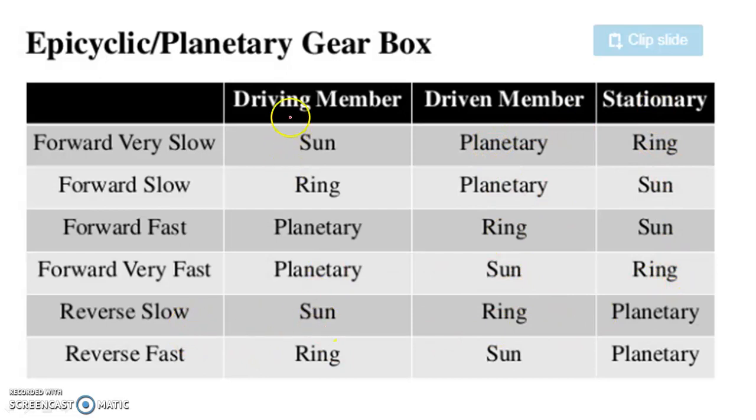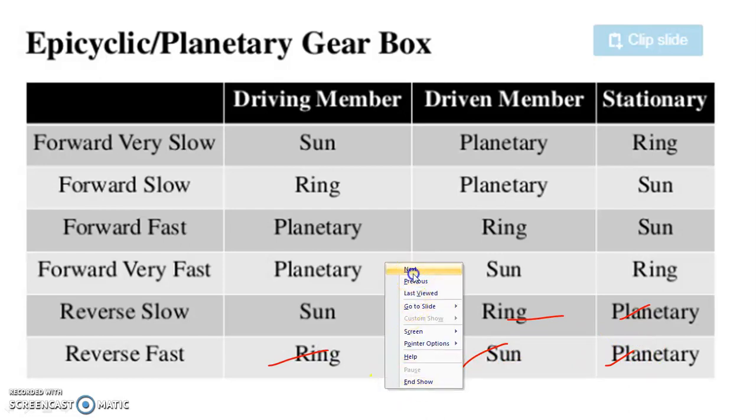Reverse slow speed in that category, driving member is sun, driven member is ring, and stationary member is planetary gear. Reverse fast speed in this category, ring gear is driving member, then sun is the driven member, and stationary will be the planetary gear. So this way we can have the different speeds.